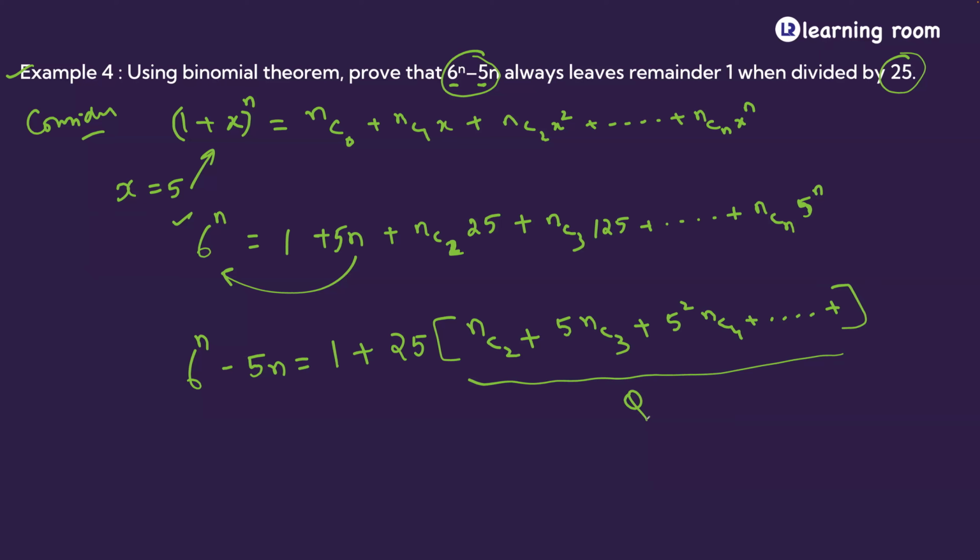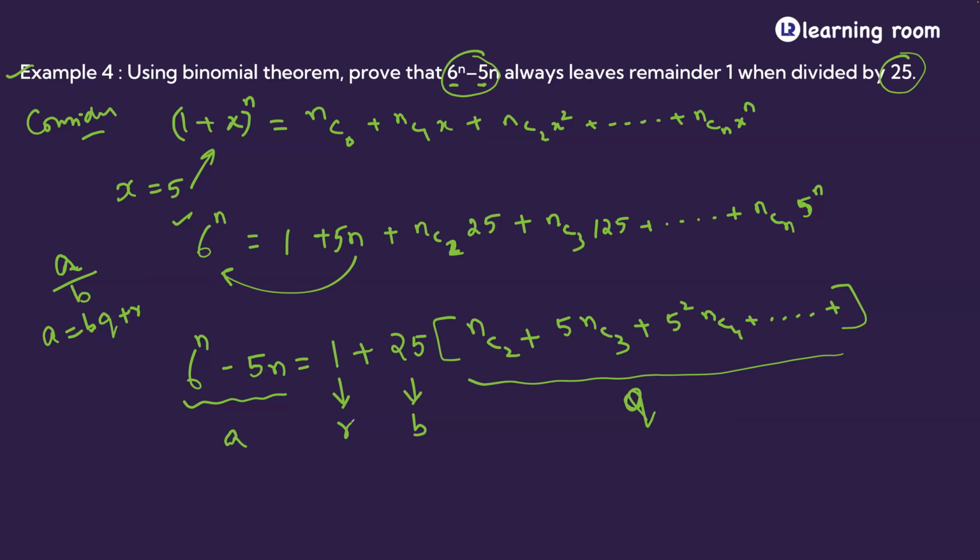So if you recollect the theorem, when you write a by b, then you can write a is equal to bq plus r. So the 6^n minus 5n, if I take it as a, if I take this to be q, 25 is going to be b, then 1 is going to be r. Now read the question carefully. What they are saying is, when you divide 6^n minus 5n with 25, you're going to get some quotient plus the remainder being 1. You're able to understand, right? So this is how you solve these kind of problems.